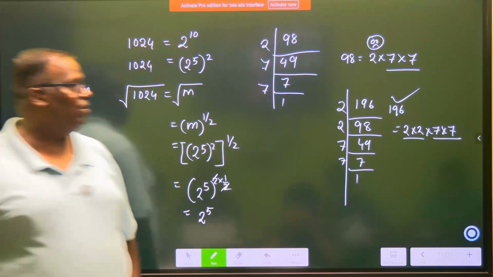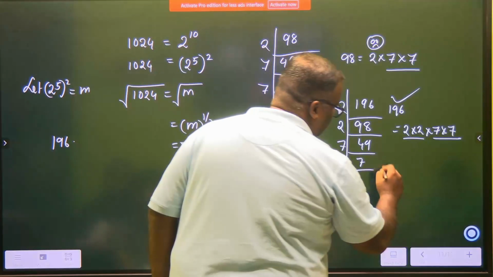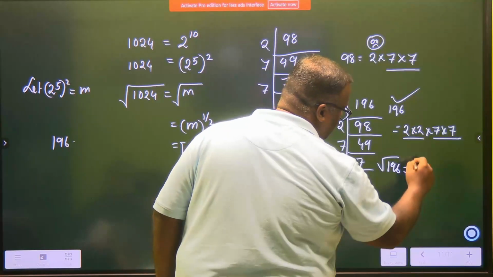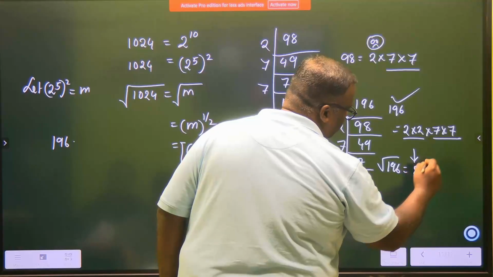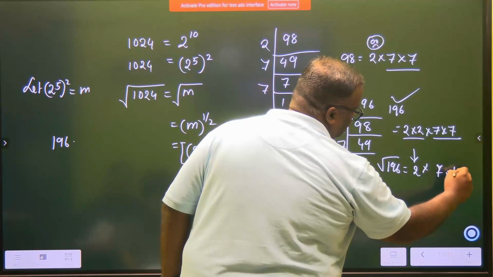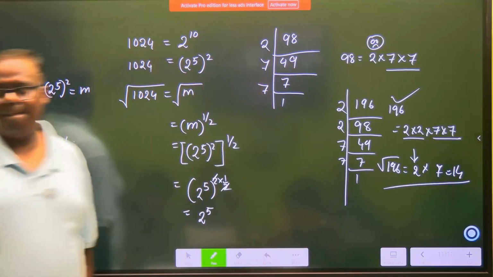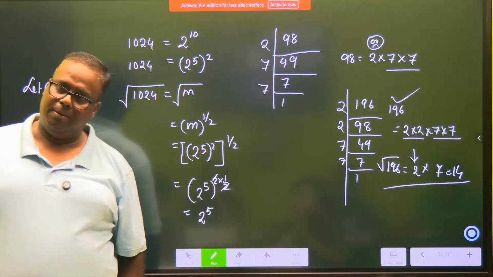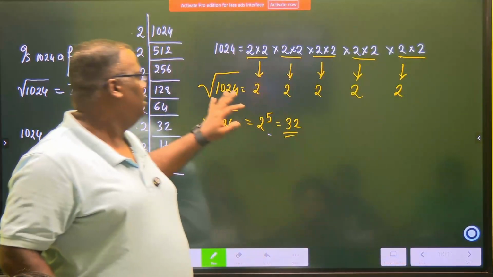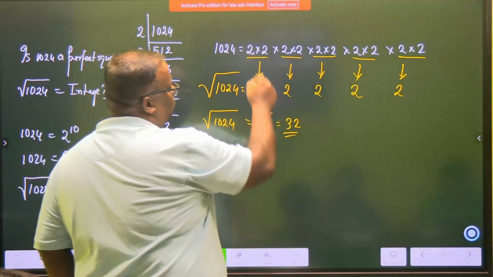And what did I tell you? How to find out the root of 196? Now, if you want to find the root of 196, every pair will be represented by only one entity, 2, and this will be represented by only 7. Clear? And similarly, that was the same thing in this chapter.